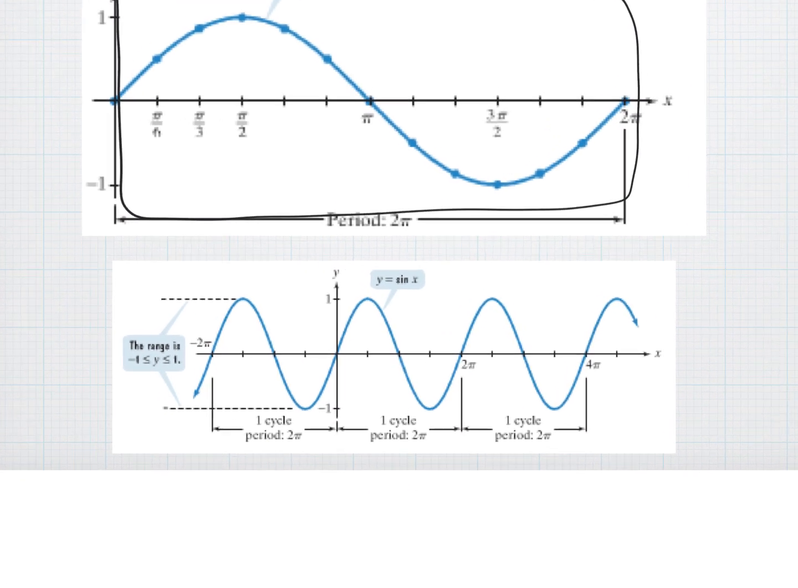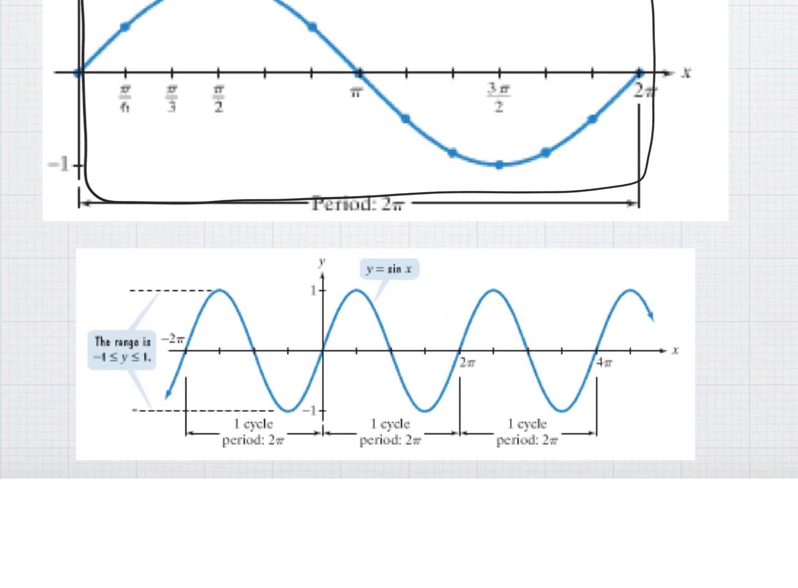And then what you see down here are multiple cycles of sine, right? So we have this section. What I just drew is one cycle, and then we have another cycle. What do you notice about the cycles? The cycles are exactly the same shape. They're just repeated over and over again.